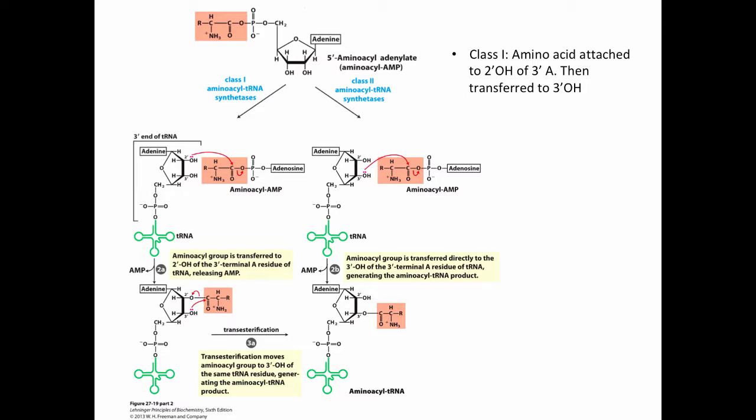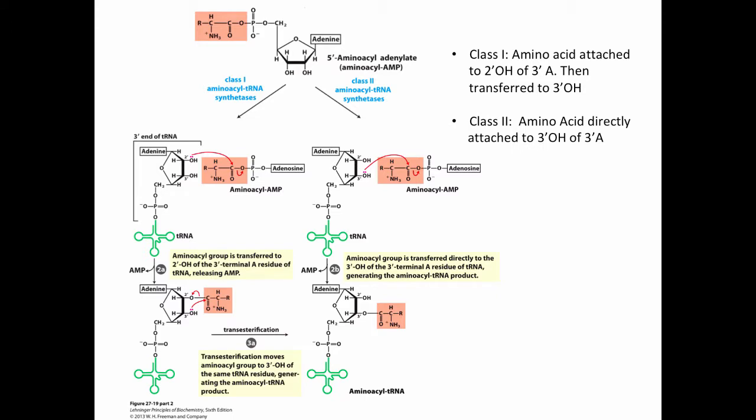In the next reaction, we essentially have an isomerization reaction where the 3' hydroxyl group will attack the carboxyl group of the amino acid, displacing this oxygen at that 2' carbon of the ribose. So now the amino acid has been attached to the 3' carbon of that adenine at the 3' end of the tRNA. So that's a class 1 synthetase.